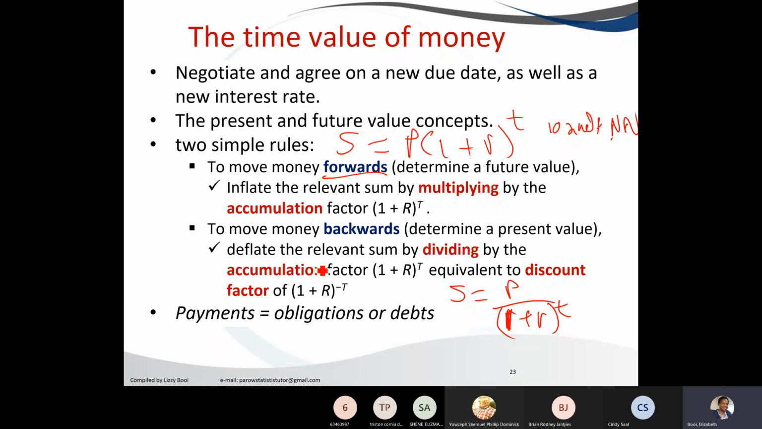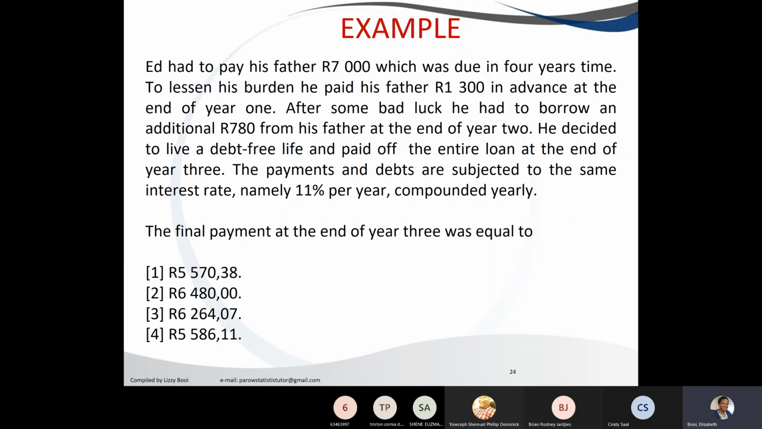So let's look at this example. Ed has to pay his father 7,000, which was due in 4 years' time. And remember, all financial maths questions can be placed on a timeline for ease of understanding. So if I put this on a timeline as I speak, we know that Ed has to pay his father 7,000, which is due in 4 years' time. So if this is my 4 years and this is current, in 4 years' time he has to pay 7,000.